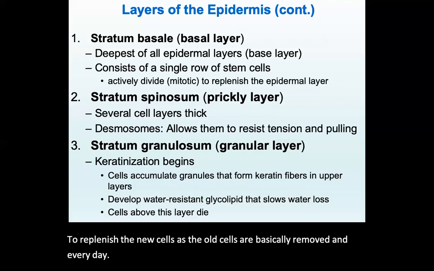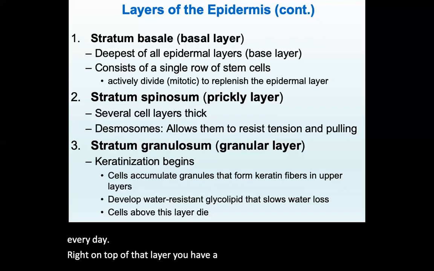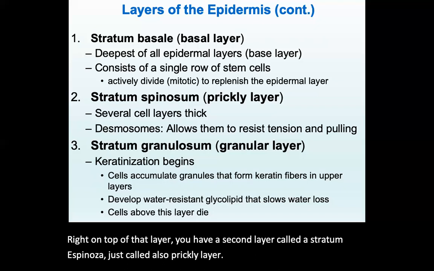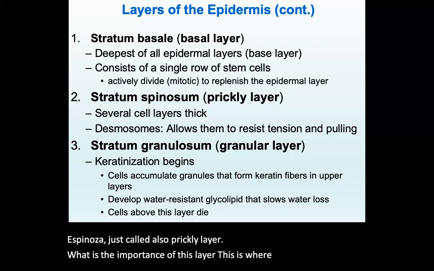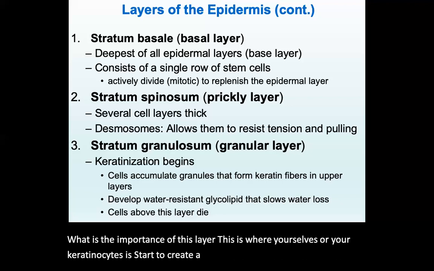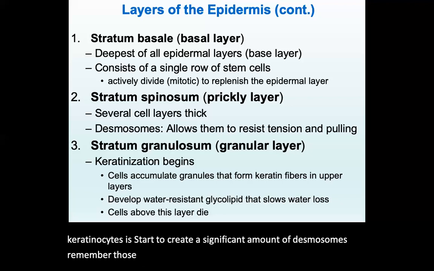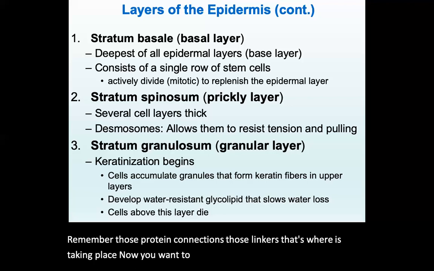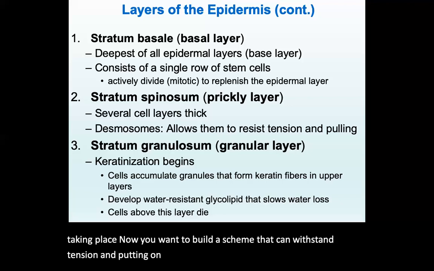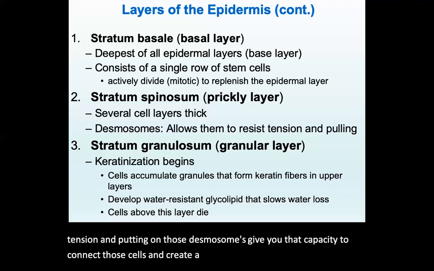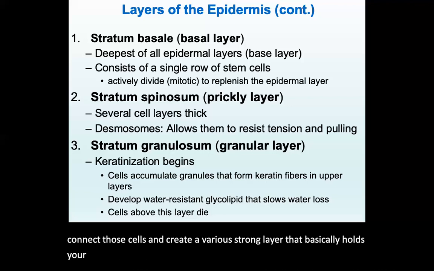Right on top of that layer, we have a second layer called the stratum spinosum, also called the prickly layer. What is the importance of this layer? This is where your keratinocytes start to create a significant amount of desmosomes. Remember those protein connections, those linkers? That's where it's taking place. You want to build a skin that can withstand tension, and desmosomes give you the capacity to connect those cells and create a very strong layer that holds your skin together under significant tension.